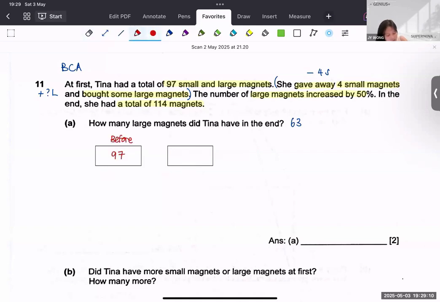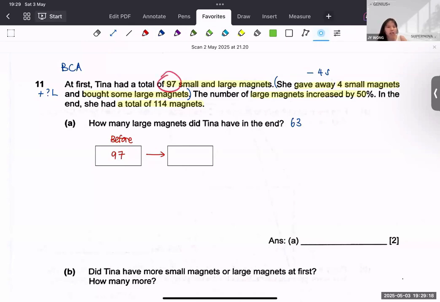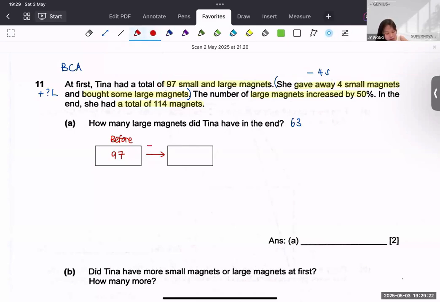Because they didn't tell us individually at the start, the comparison, we can't, even with a drawn model, decide which one is longer, which one is shorter. So for this, I show you, this will be minus 4 small. So after 97 minus 4 small, the total becomes 93. Then again, what happened here?